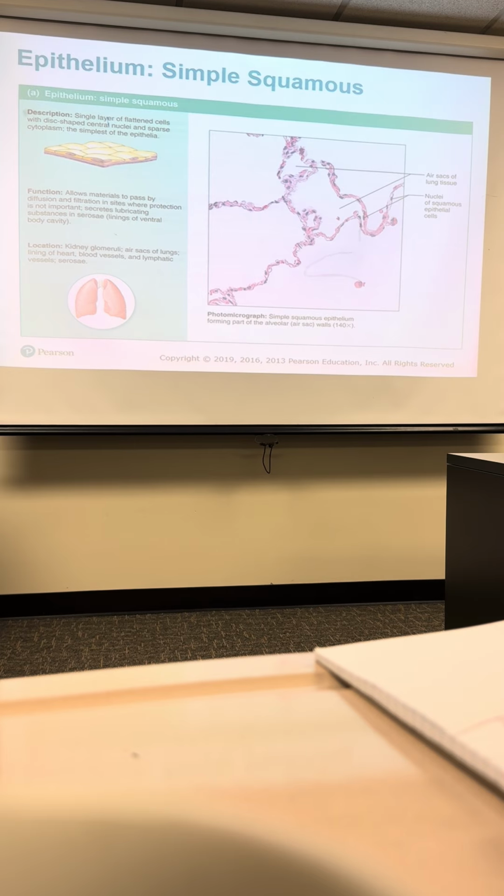As I told you already, one layer of flat cell is simple squamous. Usually you find simple squamous in the kidney glomeruli, air sacs of the lungs, lining of the heart, blood vessels or lymphatic vessels, and serosa. The reason is that with one layer of cells, they can do transportation very easily. Think about the alveoli of the lung: the function is to exchange gases, so they can exchange gases very easily.